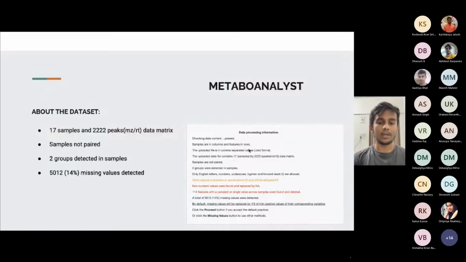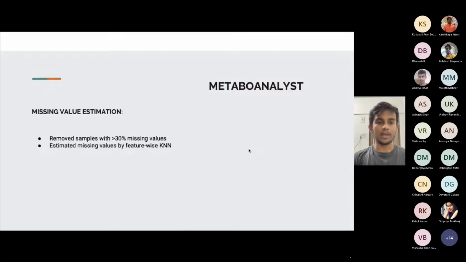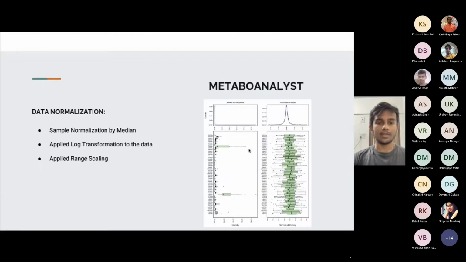5,012 was the number of the missing values. Coming on to missing value estimation, I firstly removed samples with more than 30% of missing values, and then other missing values were estimated using feature-wise KNN. Coming on to data normalization, it was first done by sample normalization by median. Then log transformation was applied, and then I did range scaling. If you look at the plot, as you can see, after normalization, we get a bias-free, almost Gaussian plot, which is better than the one that we had before.